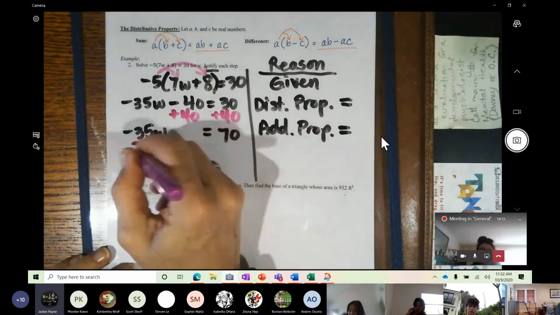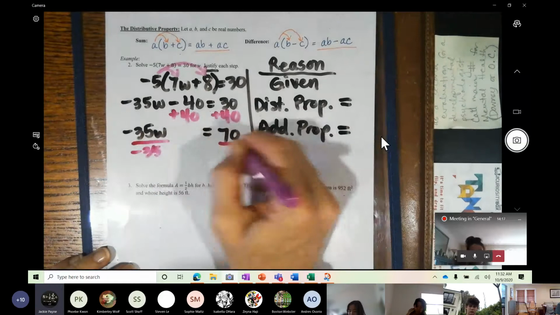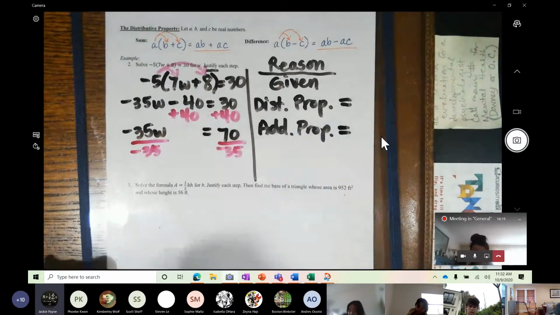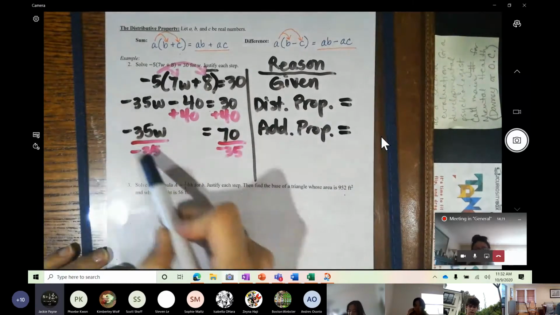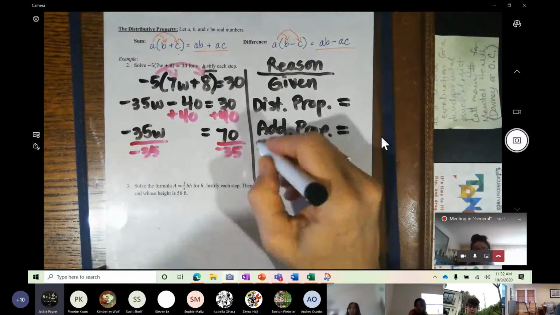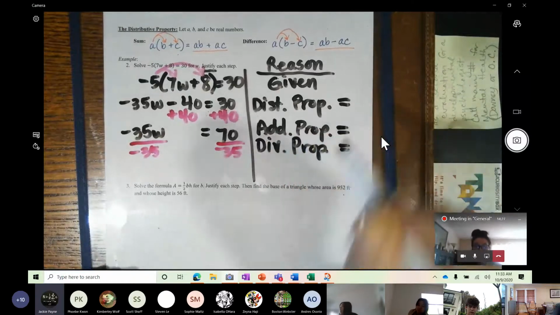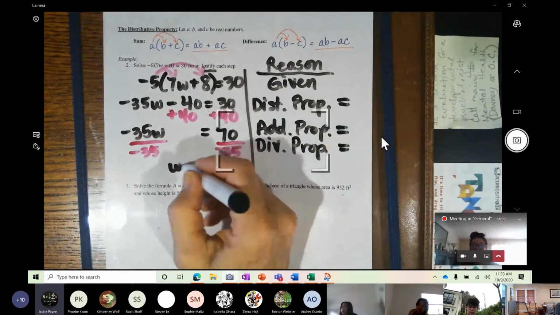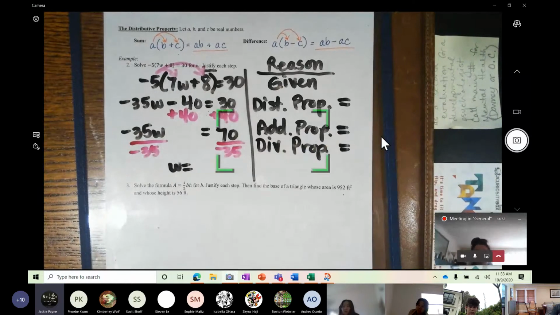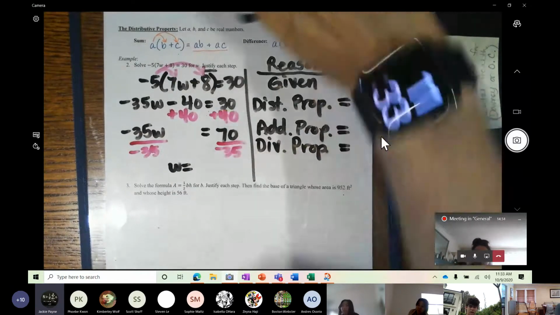Last, W is multiplied, and I want to undo multiplication by whatever is there. So I'm going to divide by that, so those will cancel. And that is the division property of equality. And then last I get what? W equals? -2. There you go, -2.